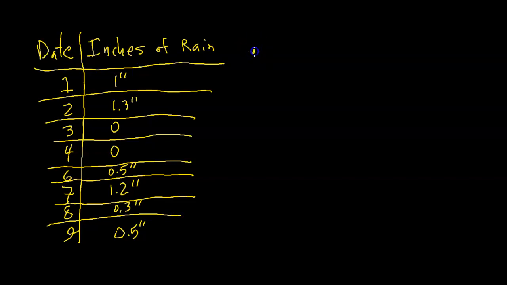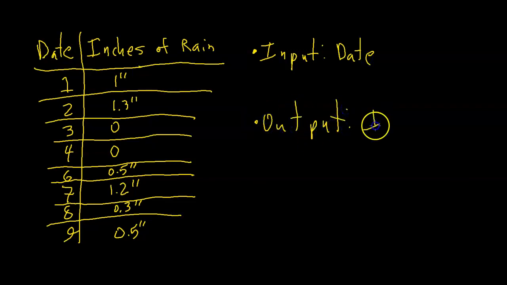And what would be the input in this function? What depends on what? The input in this function would be the date, right? And the output in this function would be the inches of rain. Inches of rain. All right, so in this scenario, in this function, there are two variables, right? There's the variable of our input, the date of the month, and there's the variable of our output, which is the inches of rain.